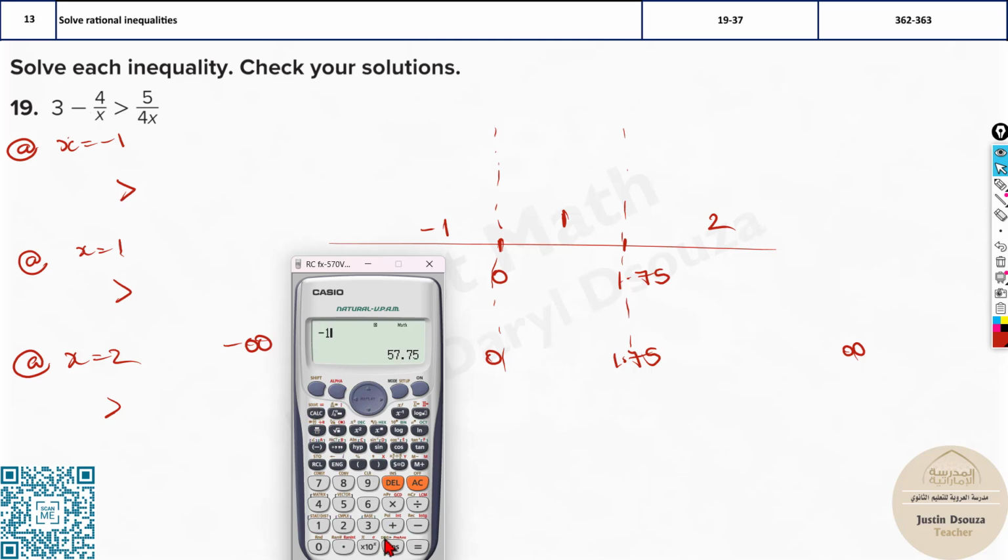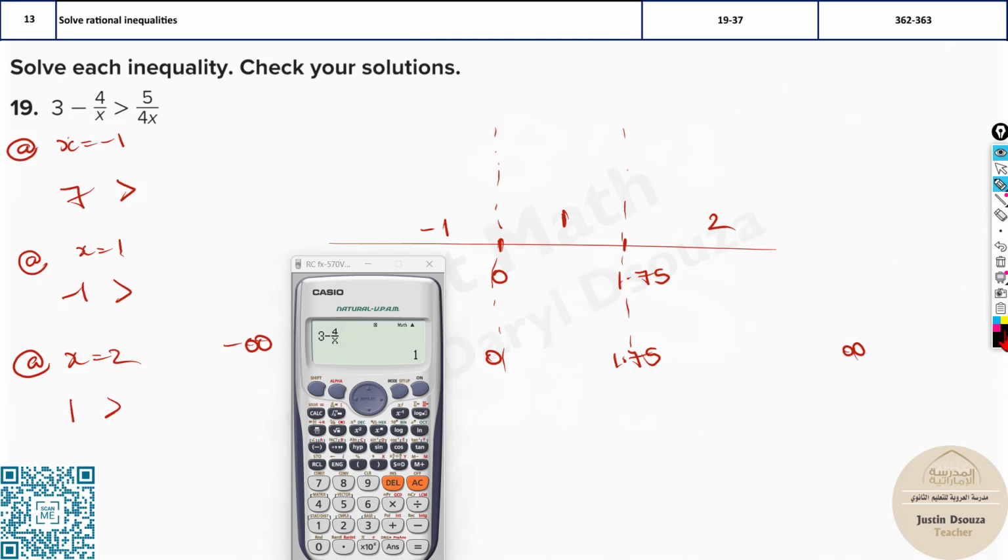Let's calculate it at minus 1. It's 7. So let me write the answer 7 here. Now let's go to the next one. Calculate it at 1. And we got minus 1 as the answer. When you put 1 over here, it's 3 minus 4, it'll be minus 1. And then let's calculate it at 2 as well. So we got 1 again. That's positive 1 this time. So we got all the answers at the left.